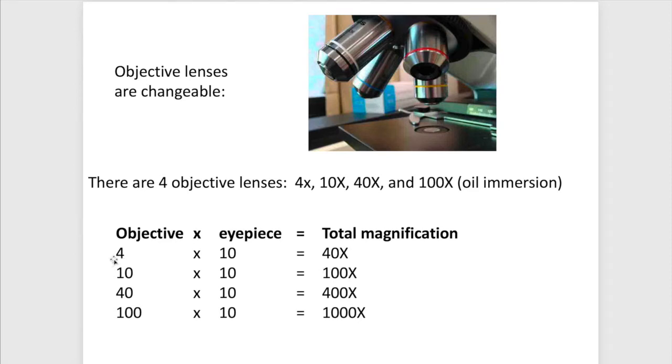So if the objective, the eye part, was 4 times, and this lens here was 10, just 4 times 10, my total magnification is 40x. Whatever I see when I look through the microscope is 40 times larger than it is in reality. Here, 10 times 10, it's 100, 40 times 10 is going to be 400. And this is what kind of magnification we're looking at when we use the microscope.